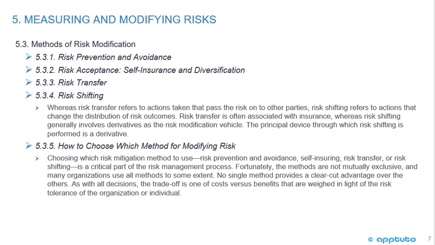Measuring and modifying risks. Methods of risk modification. Risk prevention and avoidance. One method of managing risk is taking steps to avoid it altogether, but avoiding risk may not be as simple as it appears. It is difficult to completely avoid risk, but more importantly, it is unclear that every risk should be completely avoided.